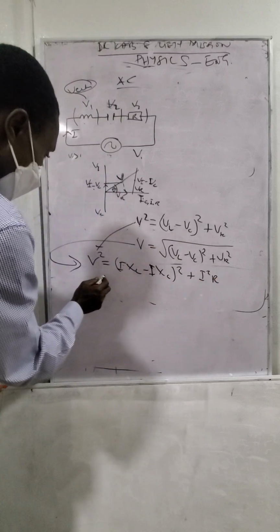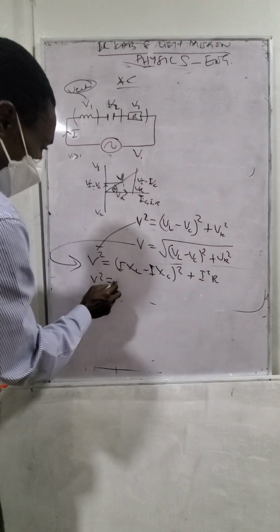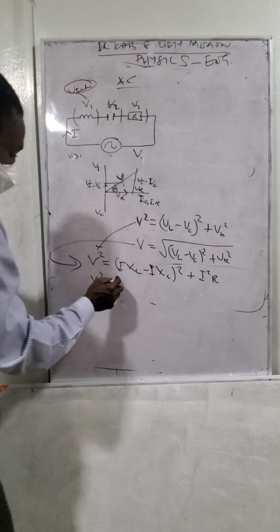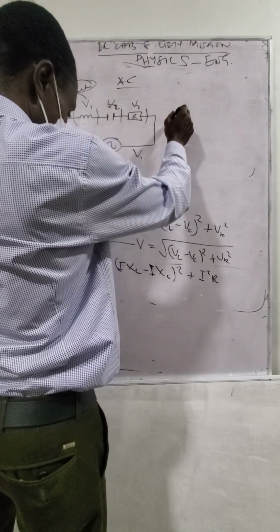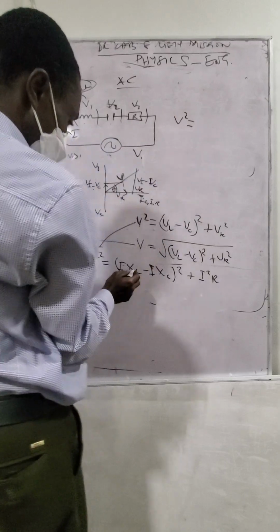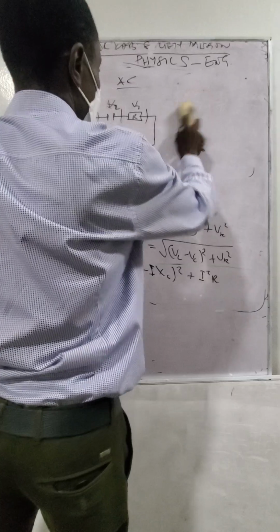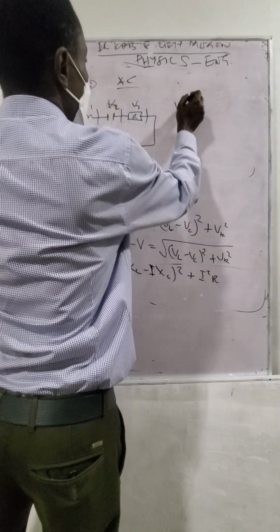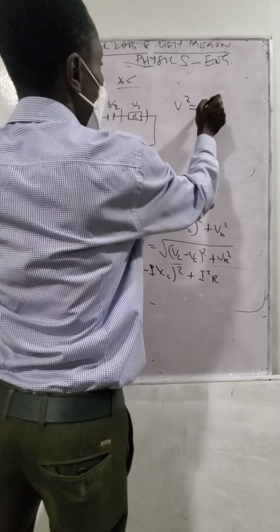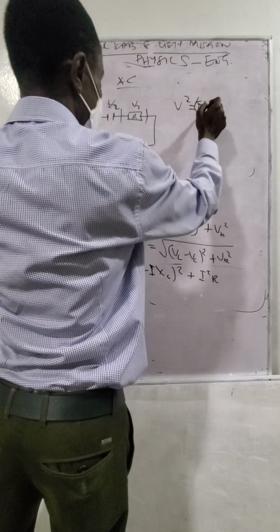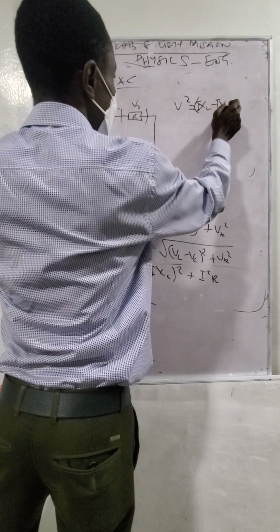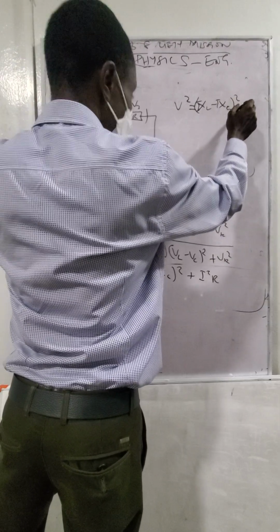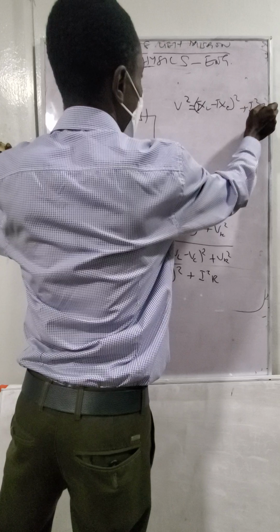So this V squared is going to give us what? V squared is going to give us, let's put it here. V squared is equal to (I X_L minus I X_C) squared plus I squared R.